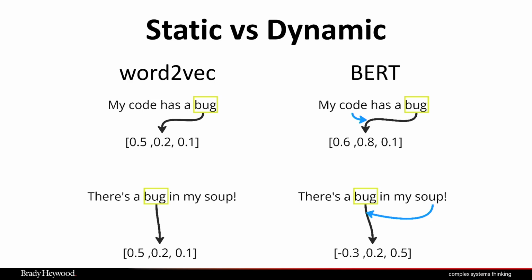For example, "my code has a bug". The presence of the word code would be highly relevant to the context of the word bug, and therefore the embedding for the word bug would be modified so that it's closer to the word code. Likewise for "there's a bug in my soup". And as you can see, BERT is using the context on both sides of the word. This is why it's called bidirectional.